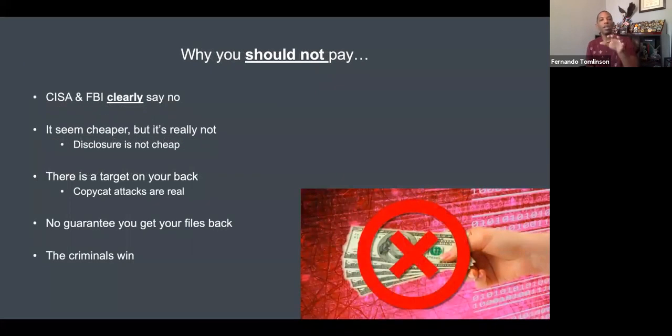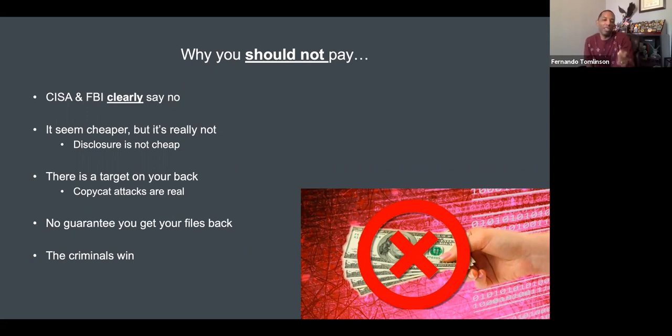Now, conversely, here's some reasons why we should not pay. CISA and FBI clearly say no, right? Yes, the FBI clearly said yes, it is the easiest path on the previous slide, but the FBI has also clearly said no, so there's some contradiction, if you will. And it seems cheaper, but it really is not, depending on the business, rather. Disclosure is not cheap, right? There's a target on your back. You pay once, you'll probably pay again.